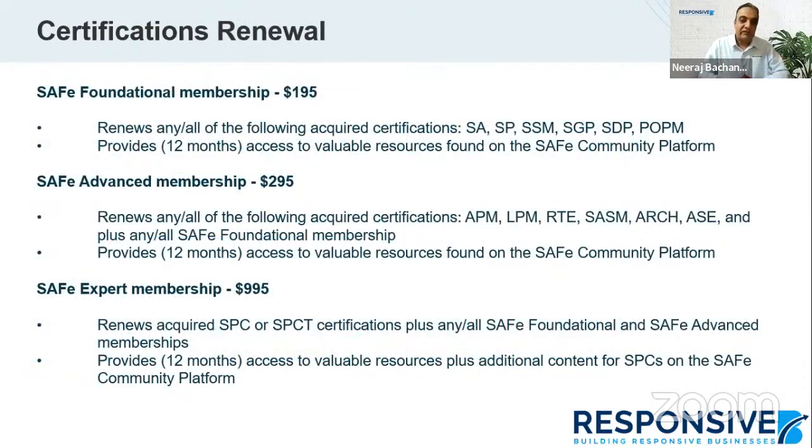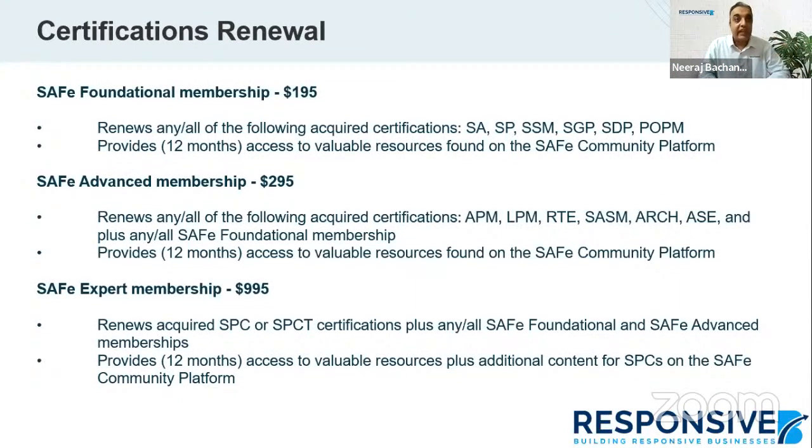And again, with the new version, they have also changed the way your renewals are supposed to be done, which means the SAFe foundational membership is now $195, which covers any or all of these certifications: SAFe Agilist, SAFe Practitioner, Scrum Master, SAFe for Government, DevOps, POPM. It's all bundled. Just pay $195 and you can renew all.